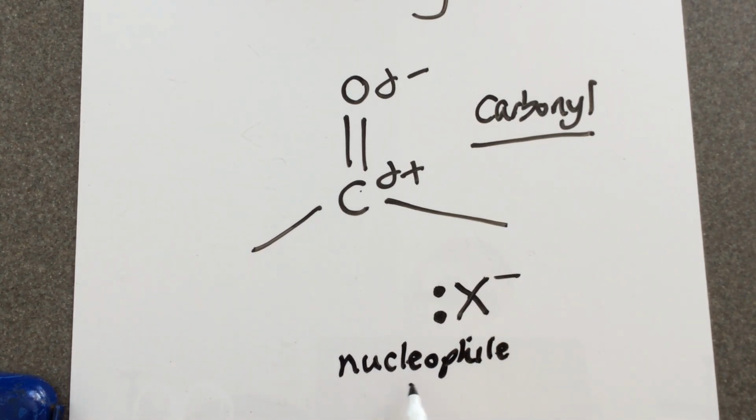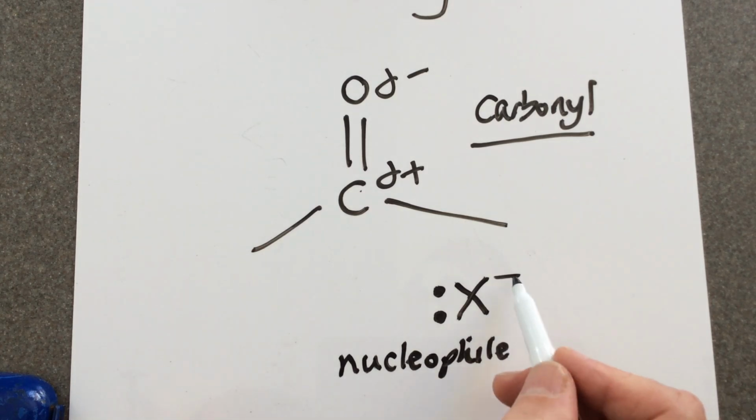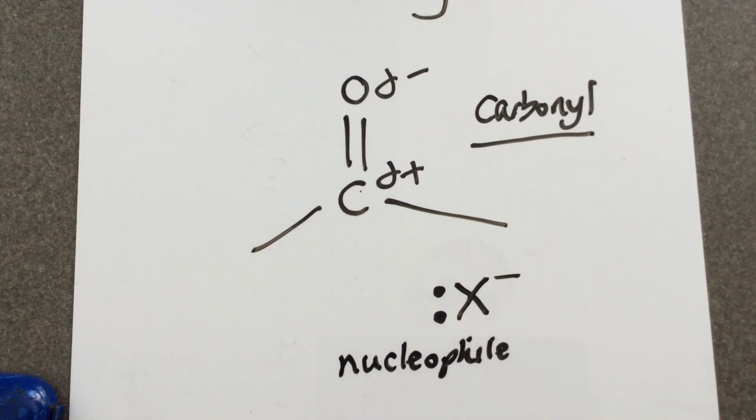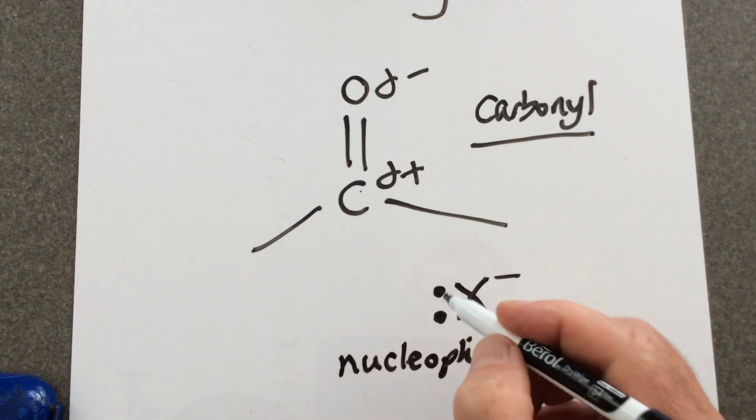Now we can break this word up into two bits, nucleo and phile, from the stem philus. Nucleo, positive, phile, loving. So it's a positive loving entity. Don't write that on the exam paper though. On the exam paper, the definition of nucleophile is a lone pair donor.